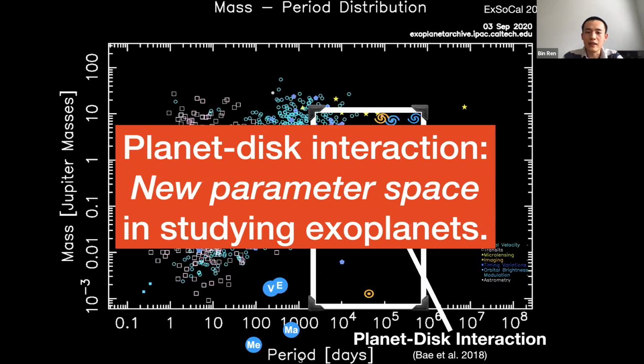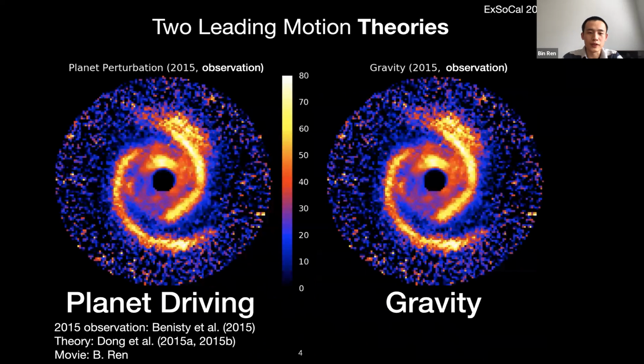Specifically, giant and long orbital period planets will dominate the angular momentum in mature planetary systems, such as our Jupiter. So what should we do for spiral arms? There are two leading theories in terms of how spiral arms form and thus move. Here is a simulation. On the left, a planet is driving the spiral arms, and on the right, nothing is driving the spiral arms, and the spiral arms are formed purely through gravitational instability.